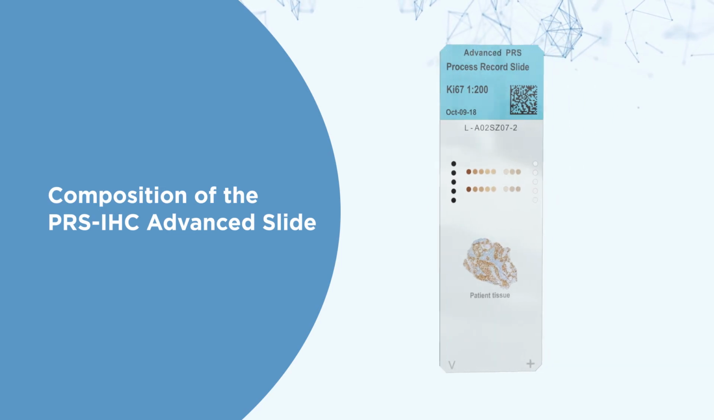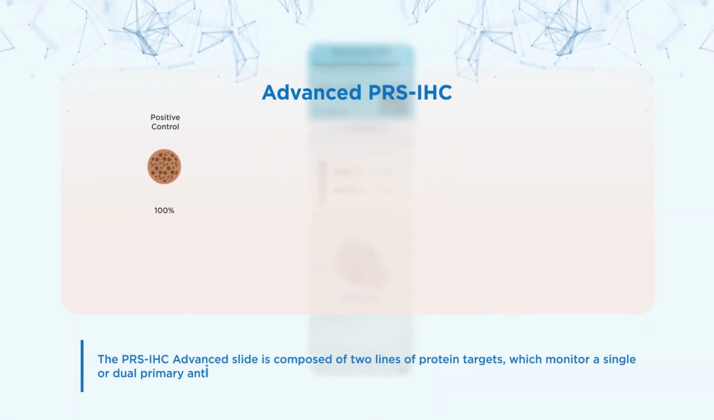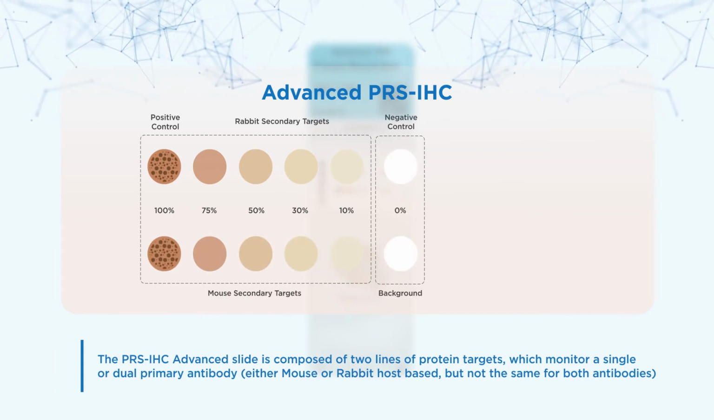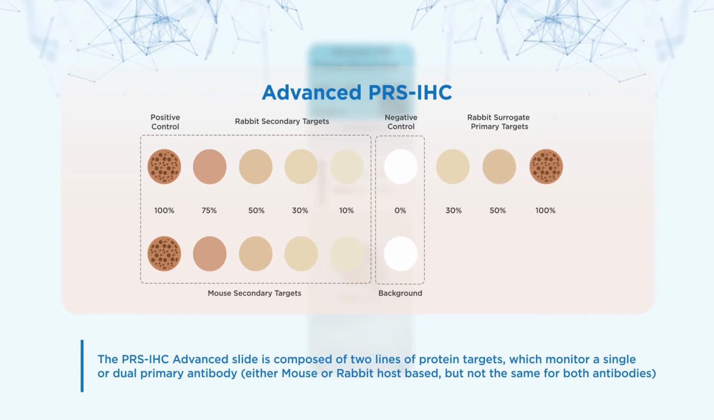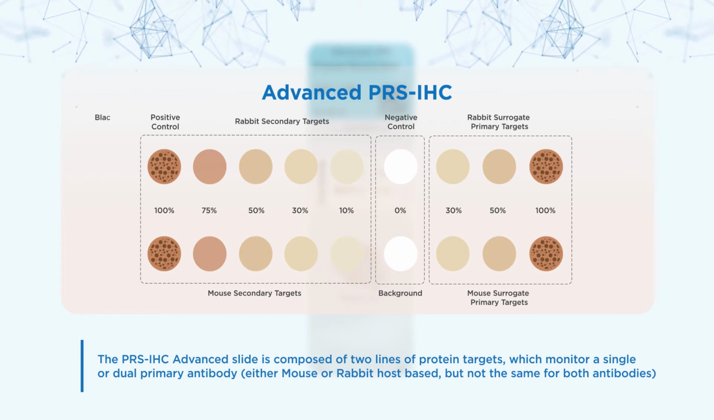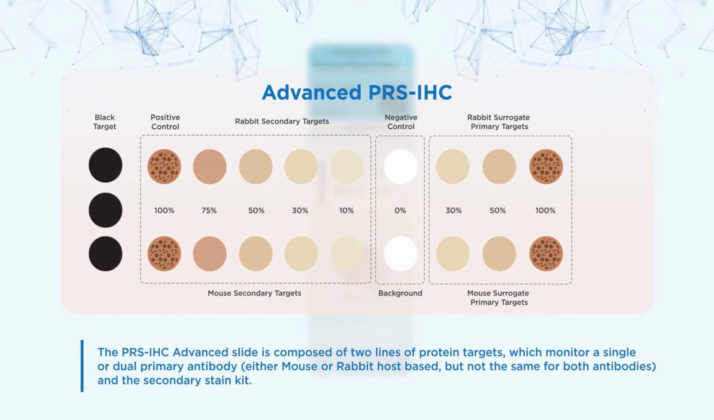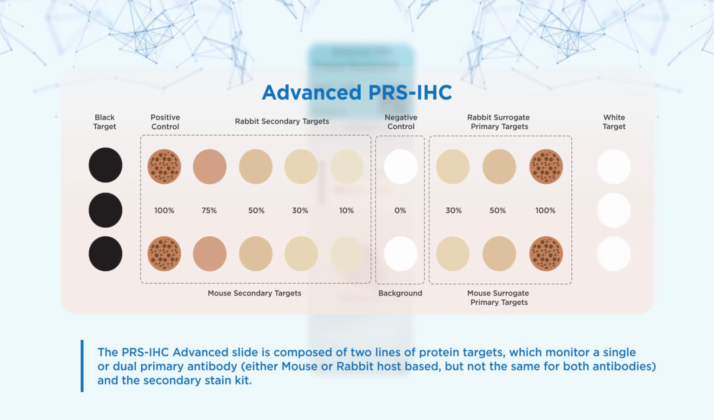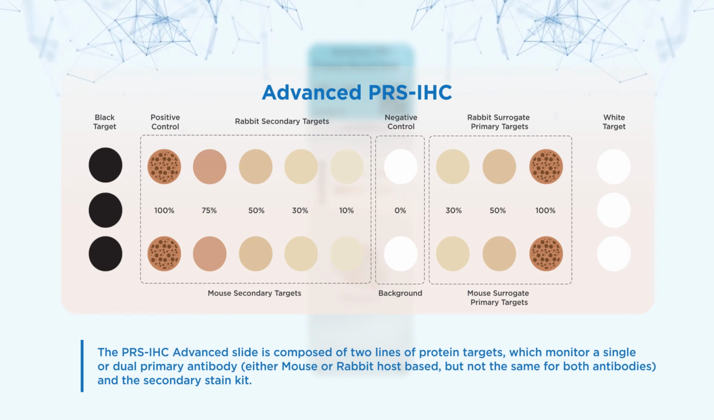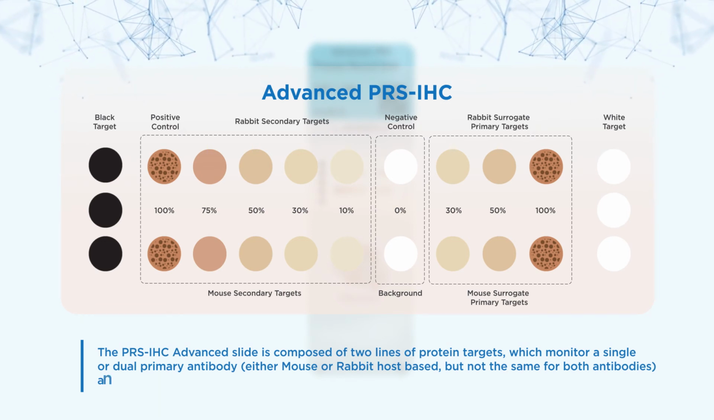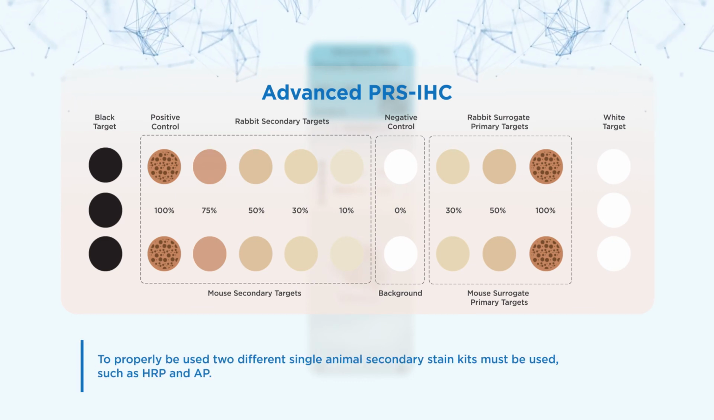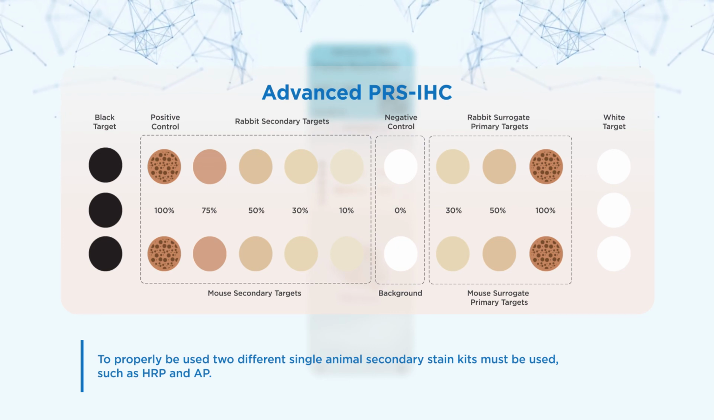Composition of the PRS IHC Advanced Slide. The PRS IHC Advanced Slide is composed of two lines of protein targets, which monitor a single or dual primary antibody, either mouse or rabbit host-based, but not the same for both antibodies, and the secondary stain kit. To properly be used, two different single animal secondary stain kits must be used, such as HRP and AP.